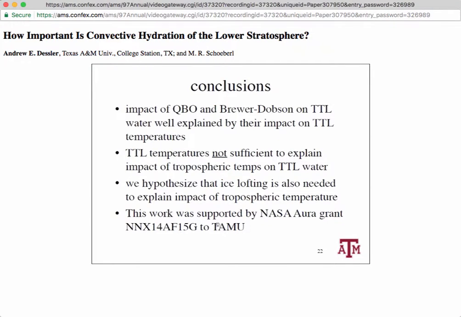So I'll just conclude by saying that we've used MLS measurements and trajectory models to show that the impact of the QBO and the Brewer-Dobson circulation are really well explained just through their impact on temperature. And our trajectory model does a great job on those. TTL temperatures are not sufficient to explain the impact of tropospheric temperatures on water. And our hypothesis is that tropospheric temperatures are associated with ice lofting, and that you need that to explain the spatial pattern of the response. Thanks.